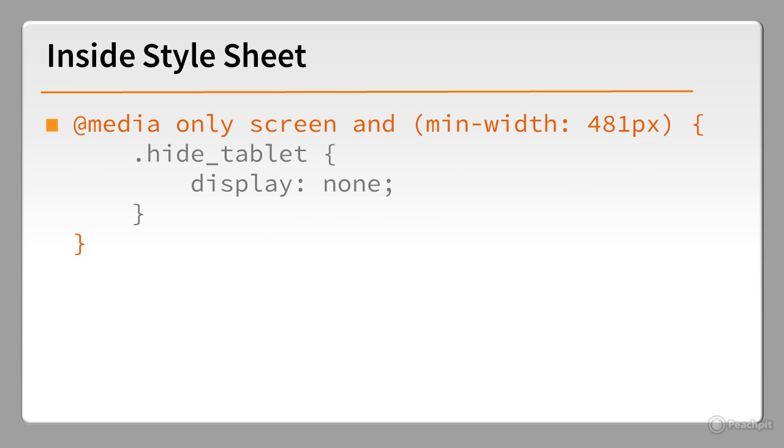You can also use media queries inside a style sheet. You wrap style rules for specific conditions in an @media block like this. This is the technique used in Dreamweaver's fluid grid layouts. In this example, elements with the class hide_tablet are not displayed if the page is wider than 480 pixels.